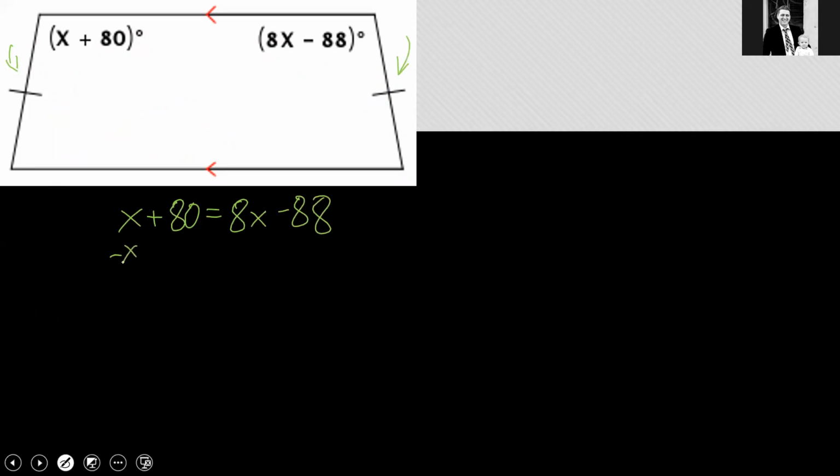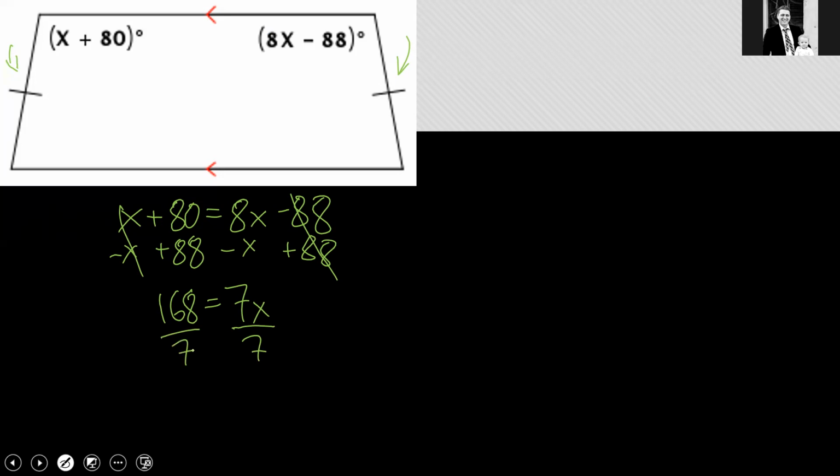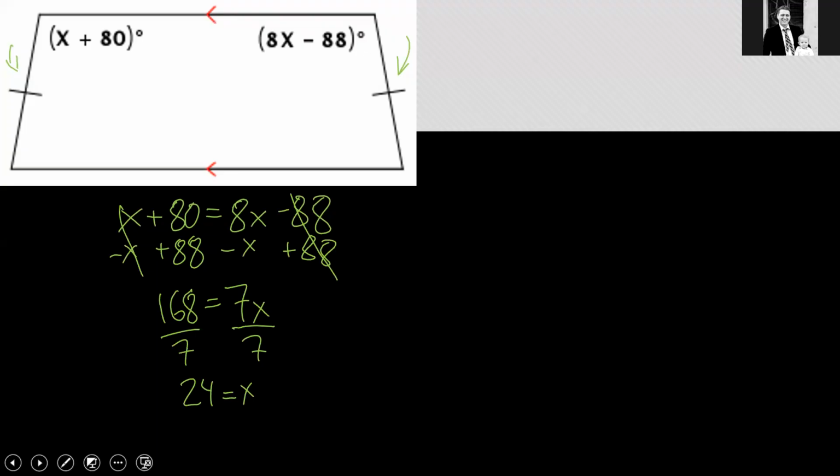Let's go ahead and minus x from each side. Let's add 88. Just want to do it all in one step. So that'll cancel, that'll cancel. We have 80 plus 88 is 168 equals 8x minus x is 7x. So we need to divide by 7 on each side. And 168 divided by 7 is 24. 24 is our value of x. That is all for trapezoids.